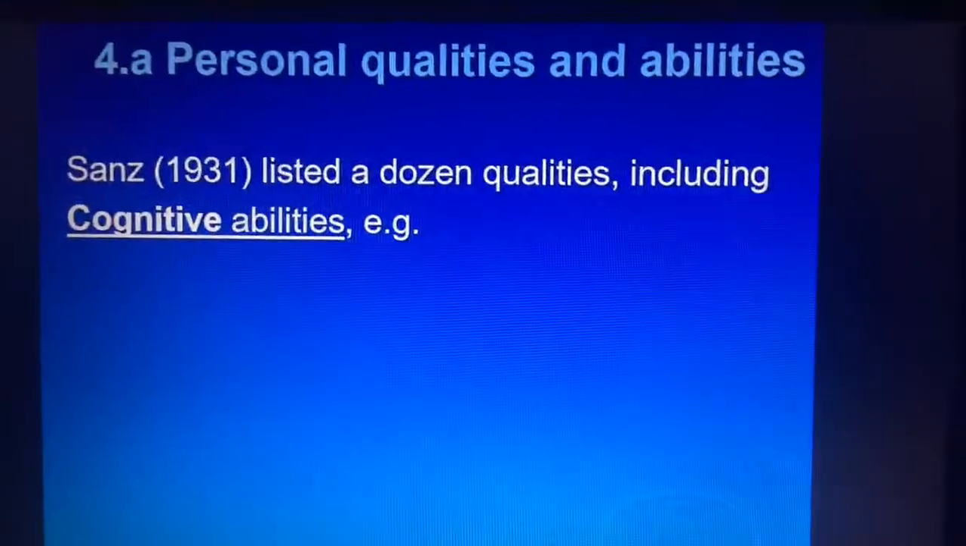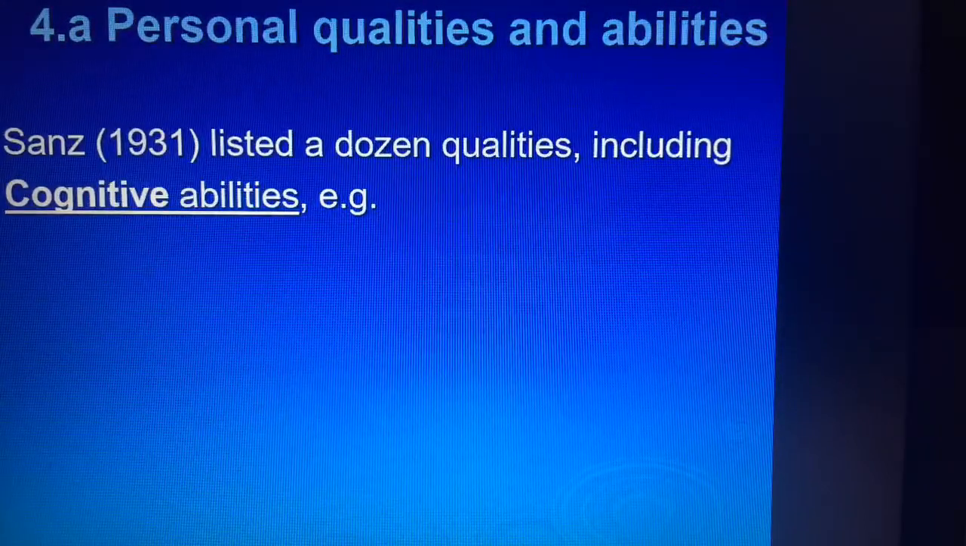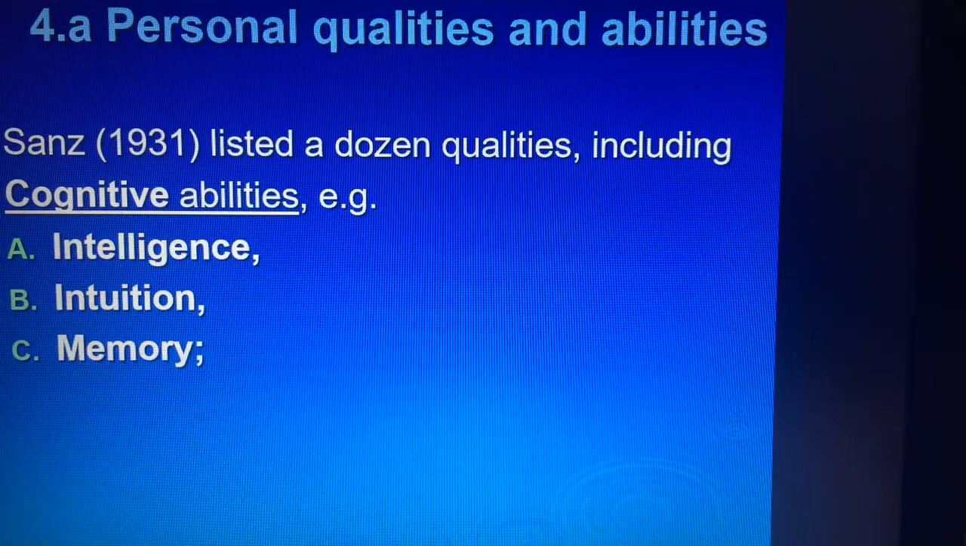Now, in terms of personal qualities and abilities, Sans in 1931 listed a dozen qualities, including cognitive abilities. And cognitive abilities means intelligence, intuition, and memory. These are the abilities that you need to be good at as an interpreter: you can be intelligent, intuitive in your session when you are doing that, and also your memory.